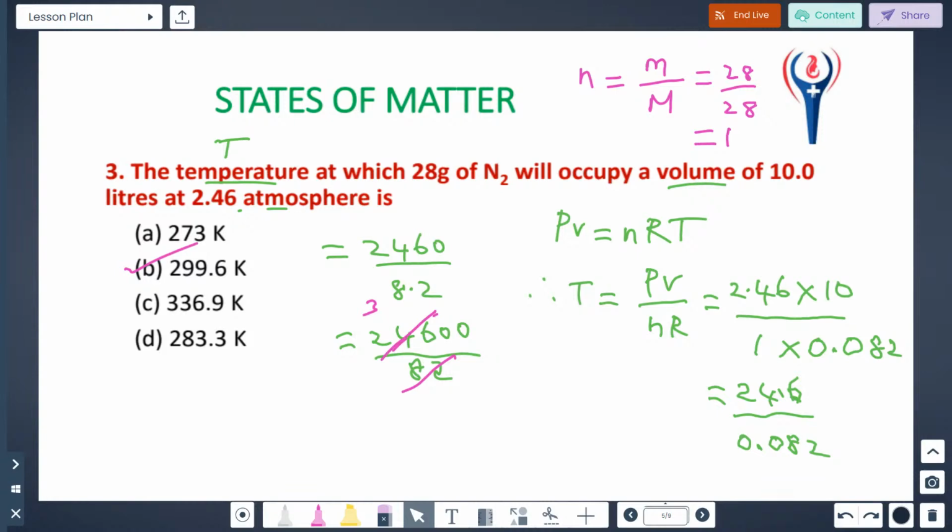Okay students, see the third question. The formula is PV is equal to nRT. So the unknown quantity is what? Temperature only we have to find out. So therefore we rearrange the formula: T is equal to PV by nR.